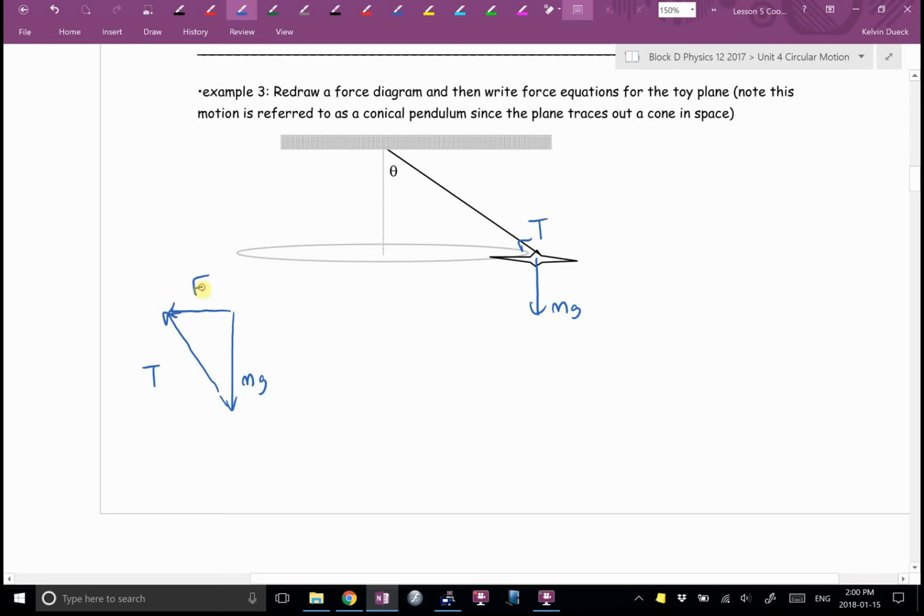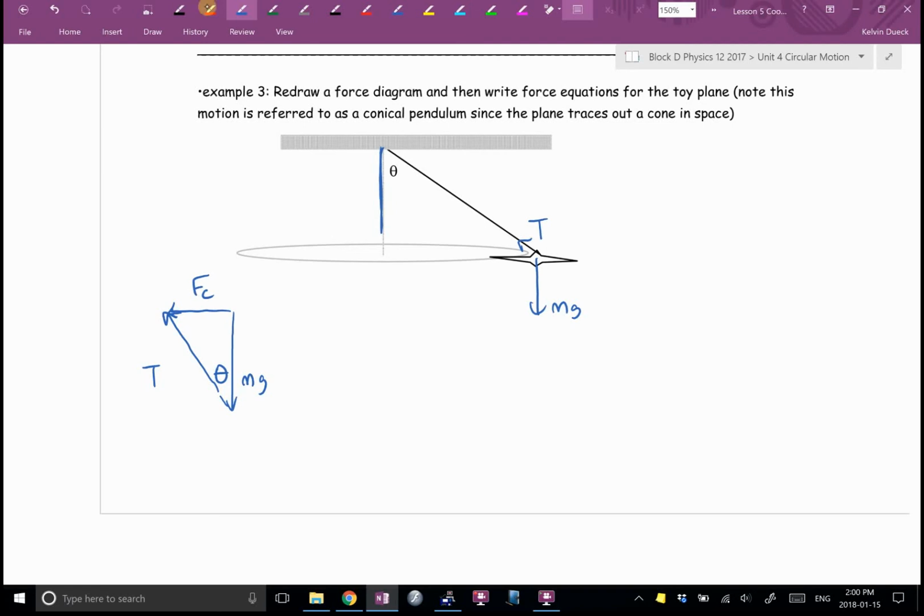There is Fc. Where did theta end up? I notice that tension next to a vertical line is theta. Here's tension next to a vertical line. There's theta. It ended up in the same place as our banked corners, which is why I said it's going to be very, very similar.